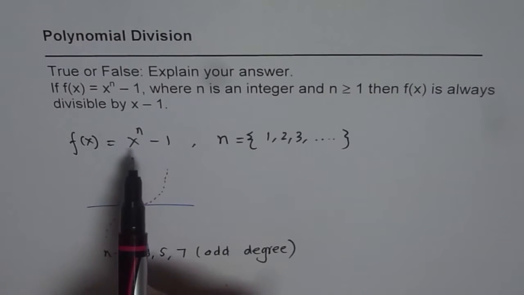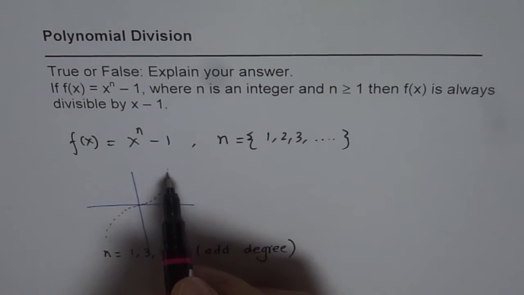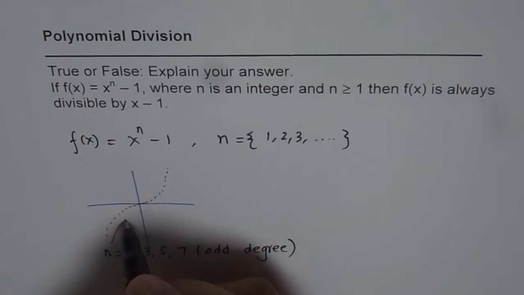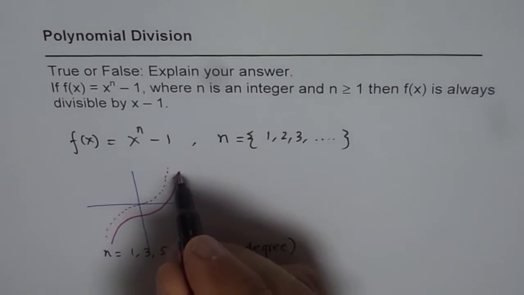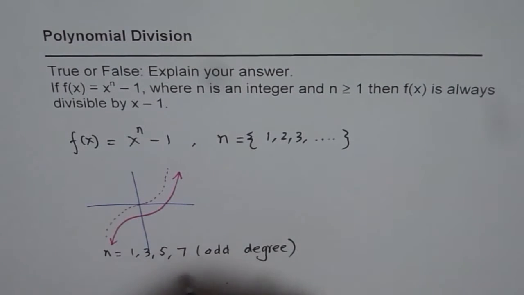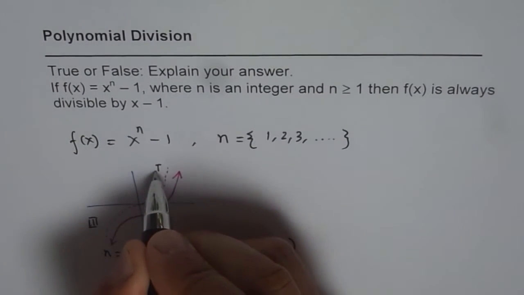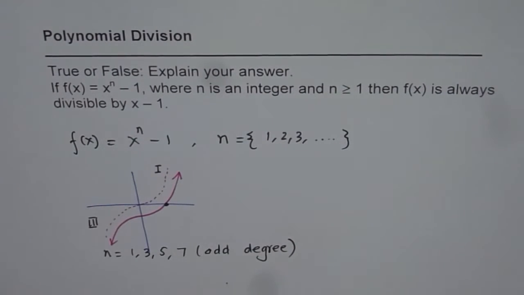Now when we have x to the power of n minus 1, it means this function is translated 1 unit down. So if it is translated 1 unit down, it will look like this for odd degree. In any case, what we observe is, for odd degree, the function moves from quadrant 3 towards quadrant 1, crossing the x-axis at a point.